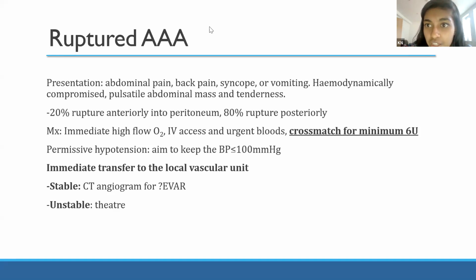Oop, I've got a question. The question says, no, so you wouldn't be giving these guys beta blockers, no. Yes, sorry, I did not mention permissive hypertension. So sorry, the question says, would blood pressure control be with labetalol?